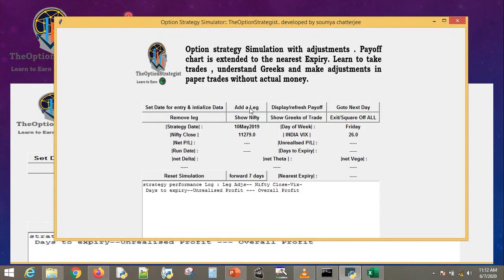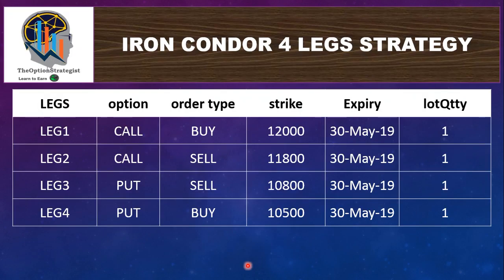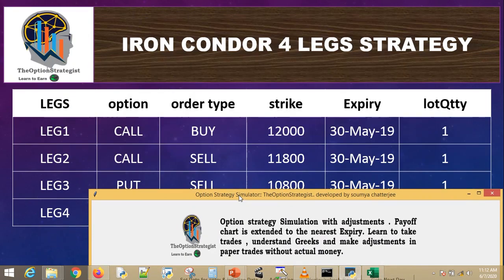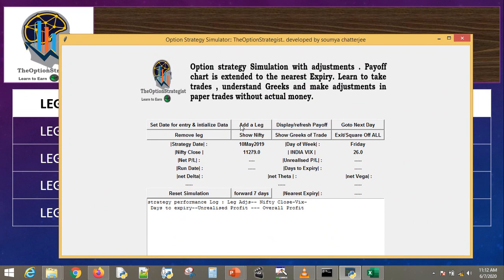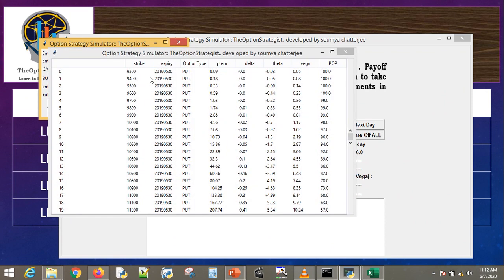Once we've done that, we'll start adding the legs, right? So I'll just go to the previous slide and understand the legs. These are the legs we'll enter. The first leg is going to be, let's say, we sell 11,800. So I'll say add a leg and we'll say 11,800. But before doing that, let's say I want to see the option chain, right? If you see the option chain, there's a lot of information here, and probably in a future video we'll talk more about this.